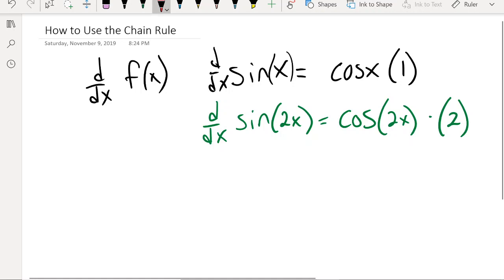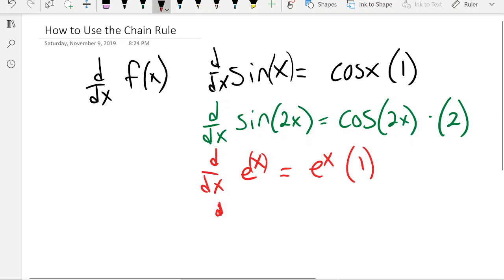Okay, so let's look at another example. What if it was d dx of e to the x? We already know what that is, and if you don't, I'm about to tell you, it's e to the x. It's literally the easiest derivative because the derivative is itself. So e to the x derivative is e to the x. But technically there's an inside function. The inside function is x. So I take the derivative of x and I get 1.